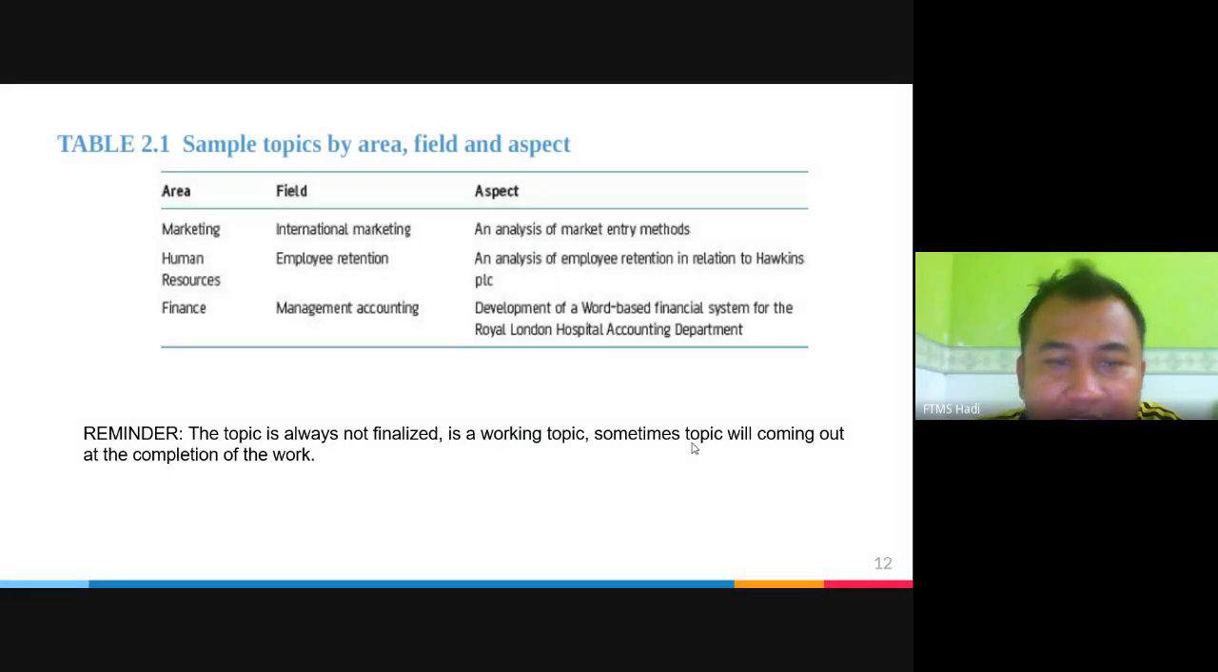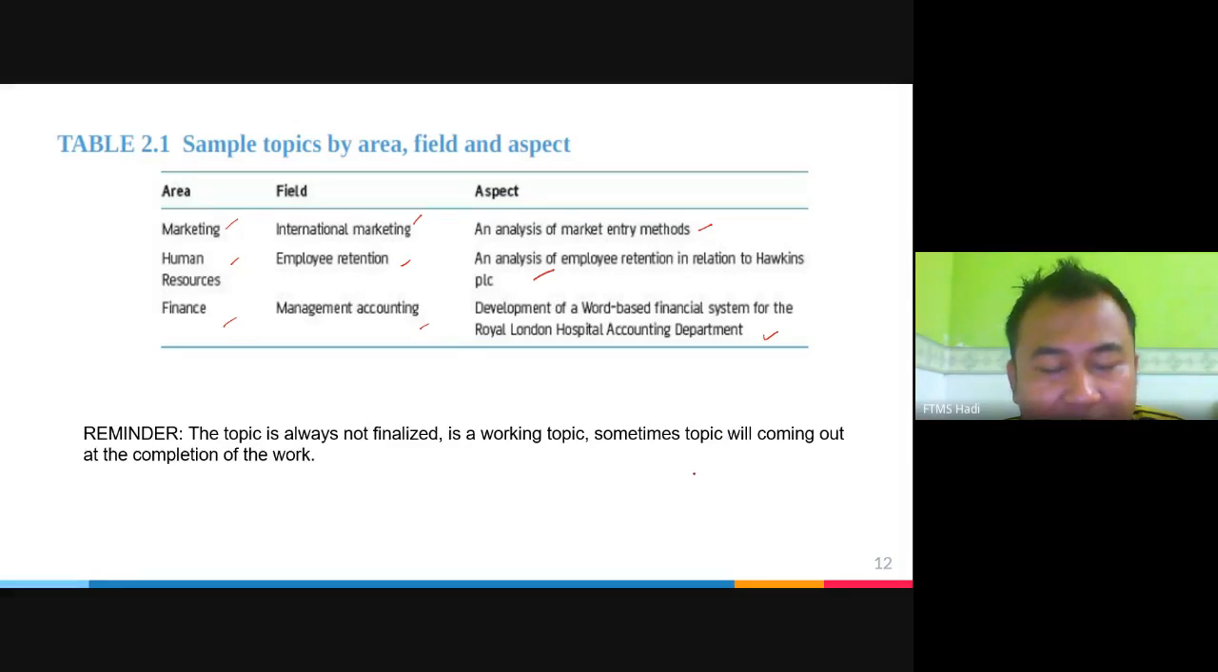But okay, this is another example. Marketing, field international marketing. Aspect means what do you want to analyze? Human resource, employee retention, these are the aspects, and finance, management, accounting, and this is the detail of the topics. But a reminder: the topic is never finalized. It's a working topic. Sometimes a topic can be changed during your project.